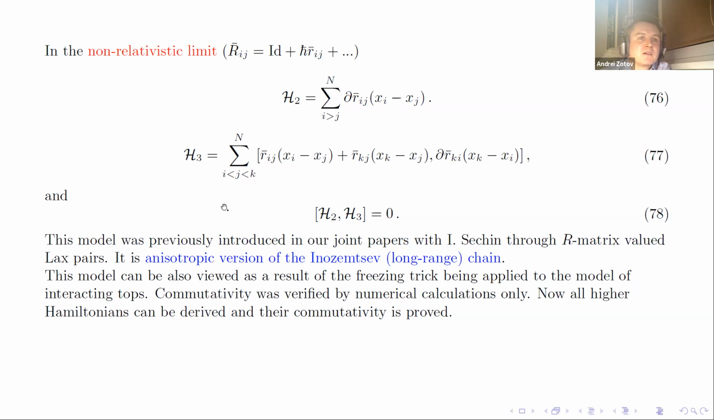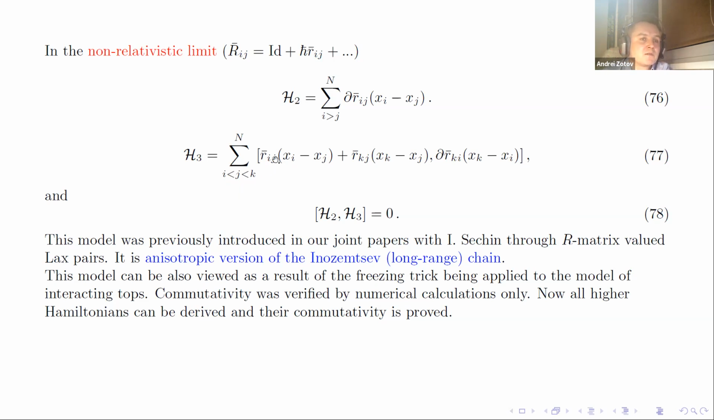Previously, this model was found in my joint papers with Ivan Sechin, and at that time we used the so-called R-matrix valued Lax pairs, but at the time we could just find the first two operators, and we didn't know how to prove their commutativity. And now we obtained the full set of commuting operators. They commute by construction, and if one needs, one can write down all higher Hamiltonians as well. Also these models can be considered as a result of application of the Polychronakos trick to the model of interacting tops, which I mentioned when I talked about Hitchin systems on elliptic curves. And so this is the main application of our result.